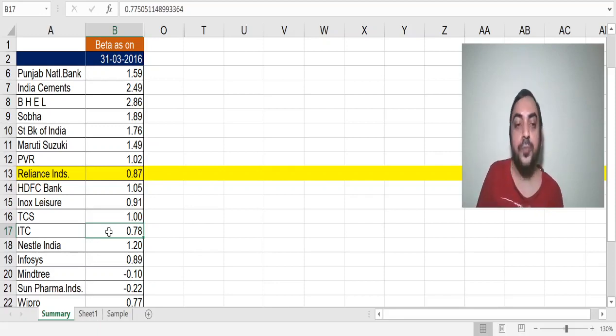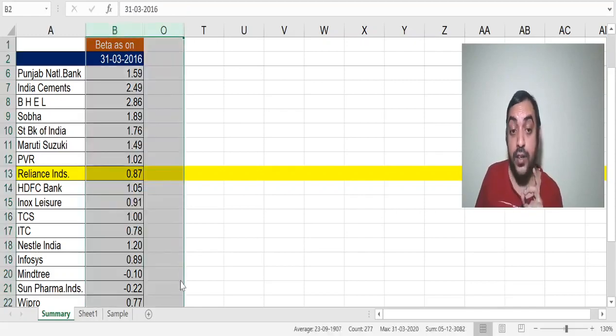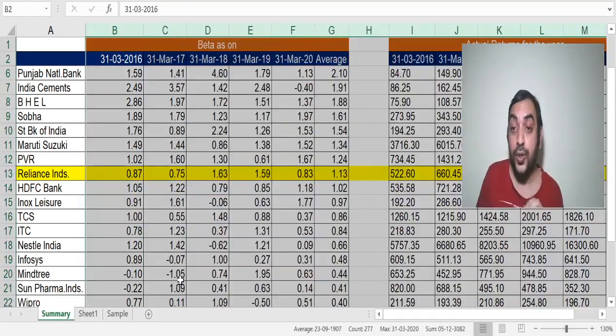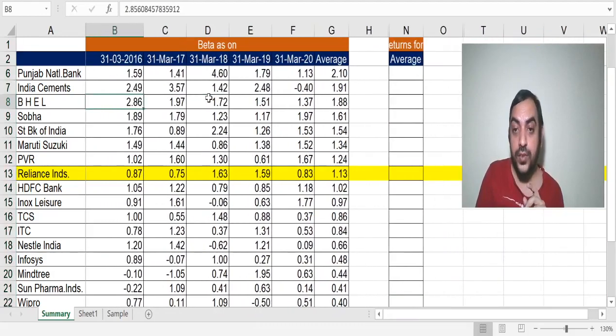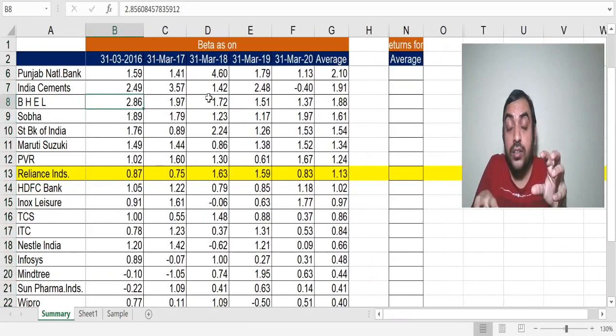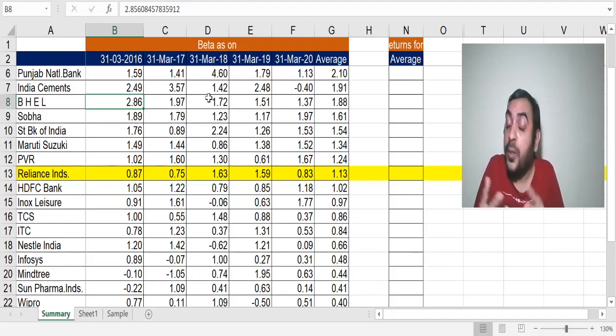Hope you are with me now. So this is the beta for the year 2016. But at the same time, remember, once you construct your portfolio, say high beta stock, low beta stock, don't just invest forever. You have to keep reviewing your portfolio, maybe every year or every time some event happens. Check whether the portfolio is in balance or not.